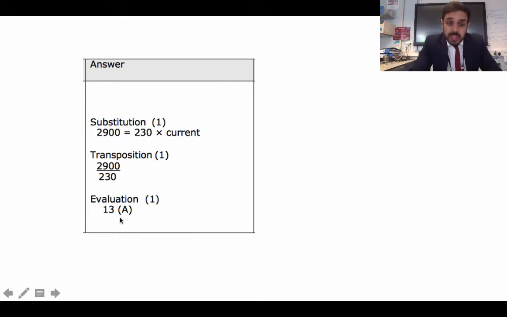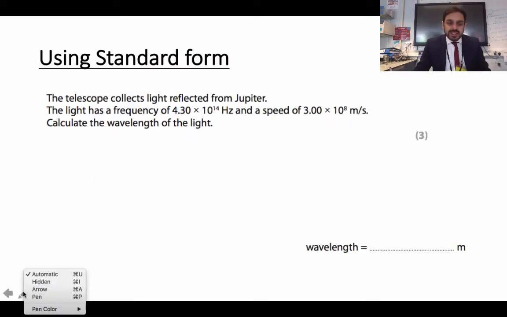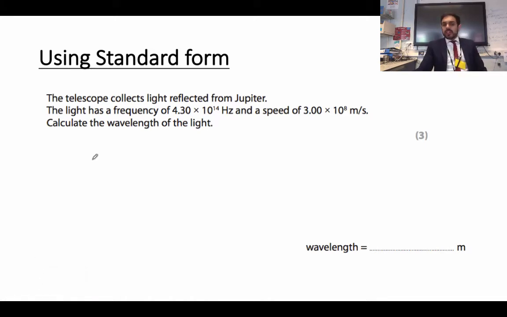So here's the mark scheme. They give it, you get the mark for 13. But again, you'll still get the mark if you've written 12.6. Okay, using standard form. Now this is more geared towards higher people. So if you're foundation, you probably won't get it in standard form. However, there's no harm in looking because I'm pretty sure there'll be some sort of standard form in your maths paper.